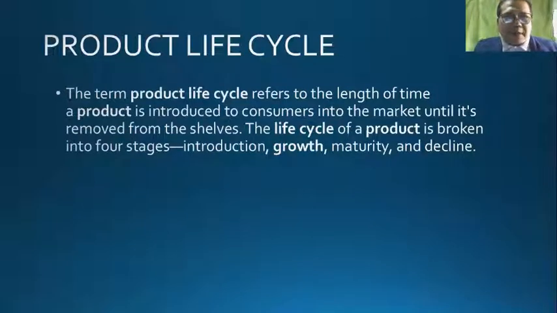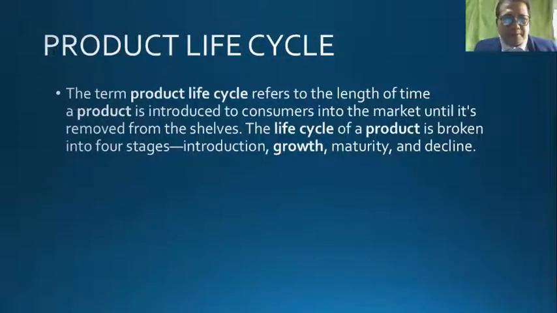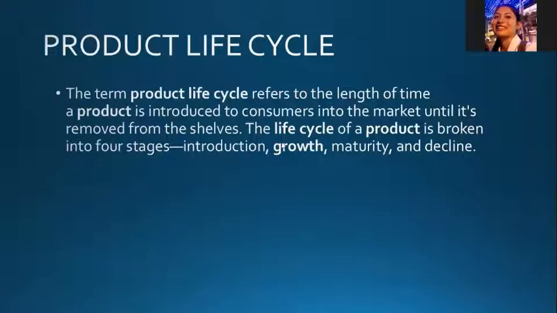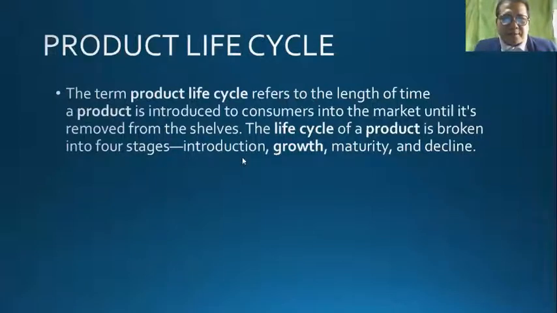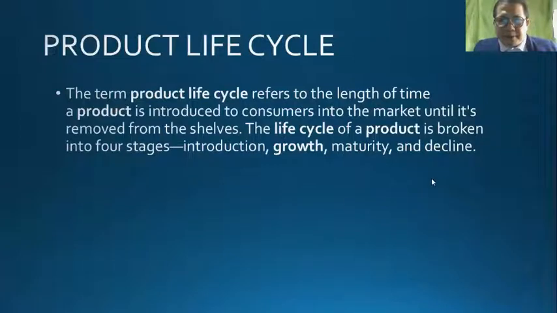So, what is product life cycle? The term product life cycle refers to the length of time from when a product is introduced to consumers in the market until it's removed from the shelves. This life cycle of a product is broken into 4 stages. Of course, the product is introduced in the market, and it will grow, it will mature, and probably it will decline.